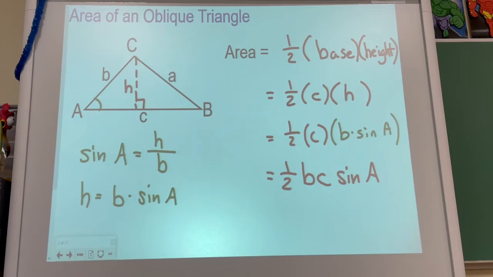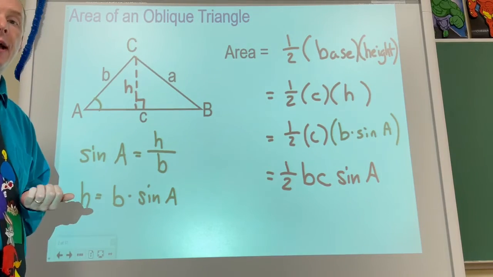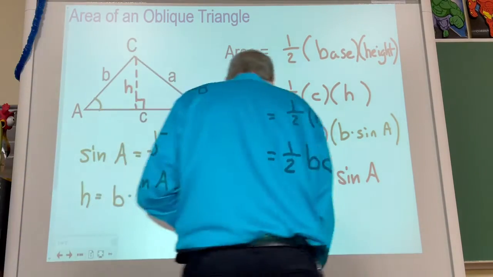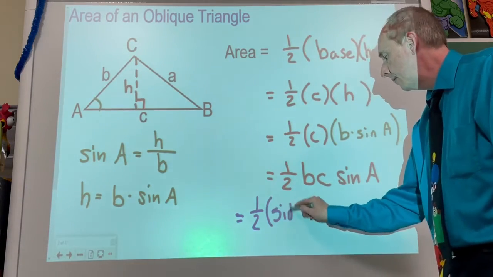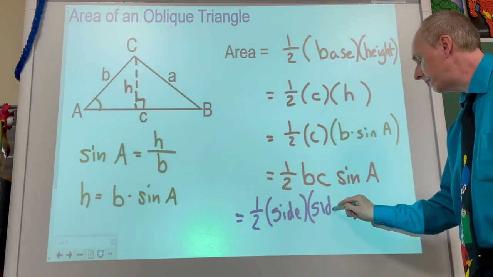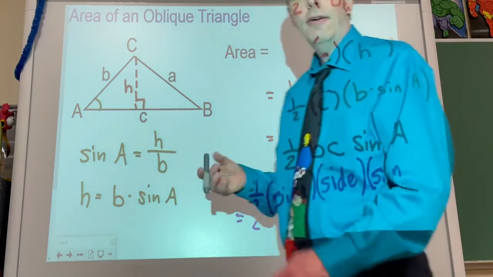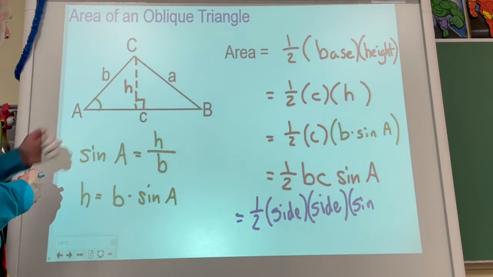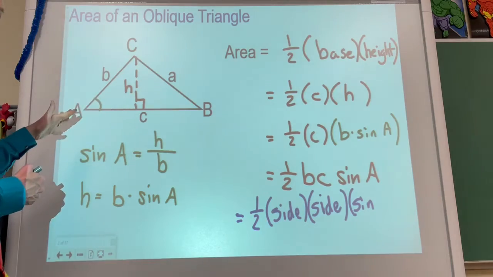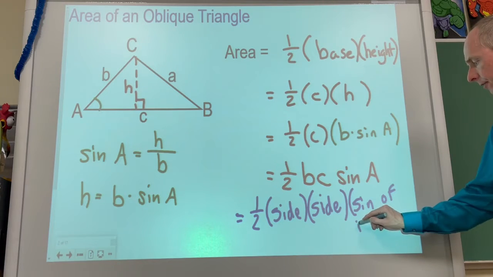Jot that formula down in your notes if you don't have it already. I like to think of it more like this, though, because I'm probably not going to remember all that. I like to just think of it as 1/2, one of the sides, one of the other sides, and then the sine of what? If I have maybe b and c, I've got the included angle. So sine of the included angle.